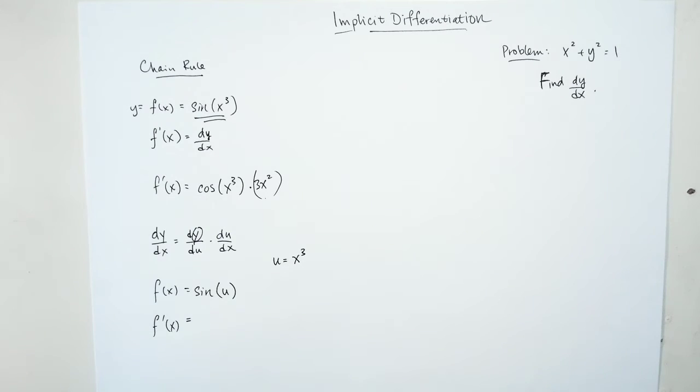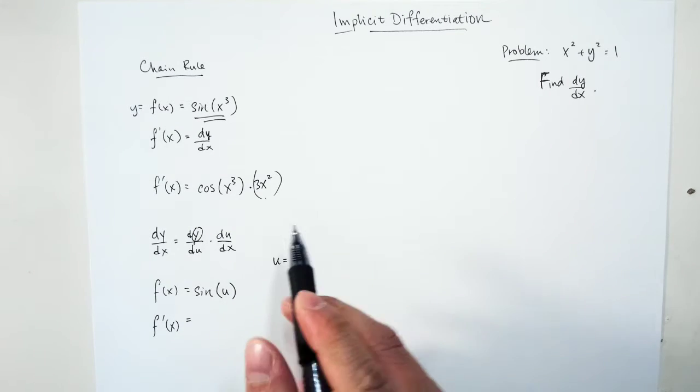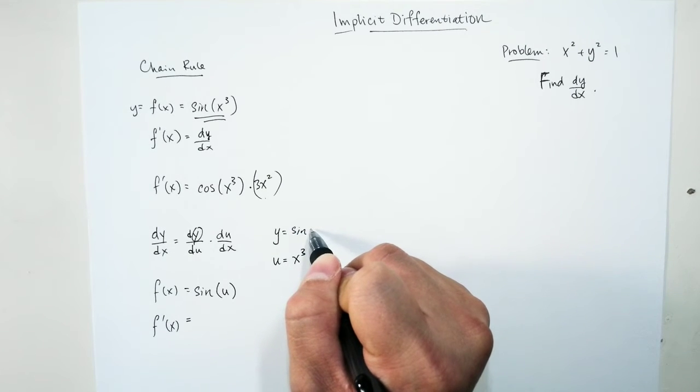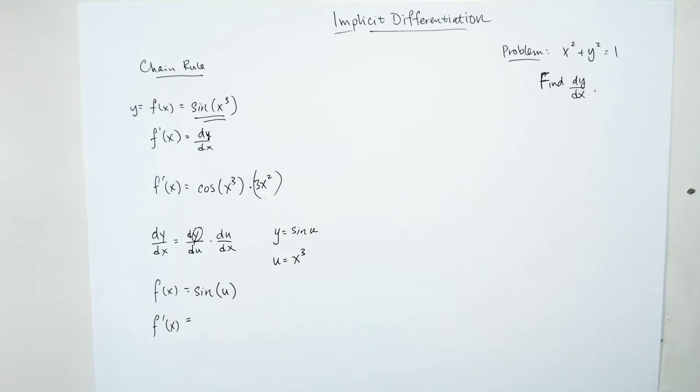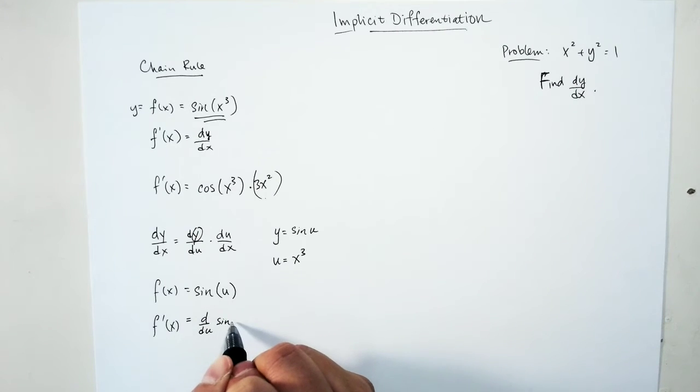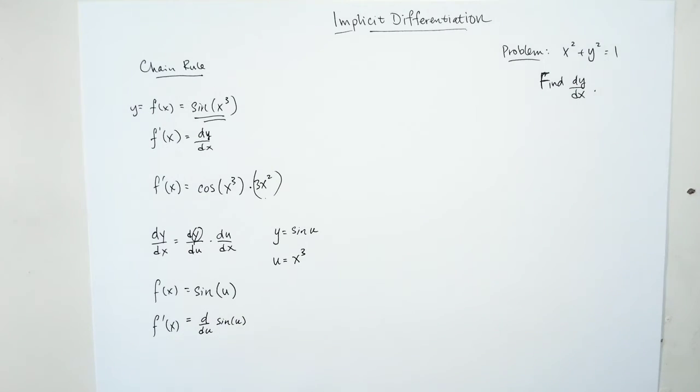See right here, dy du. So consider that my y, it's actually sine u. Okay? And dy du means we are going to differentiate sine u in respect to u.